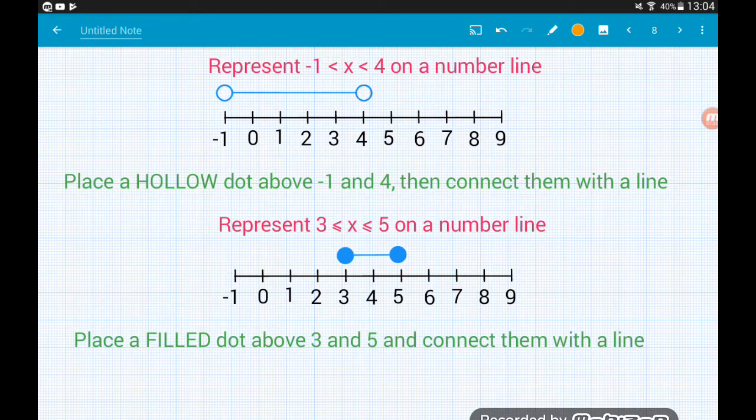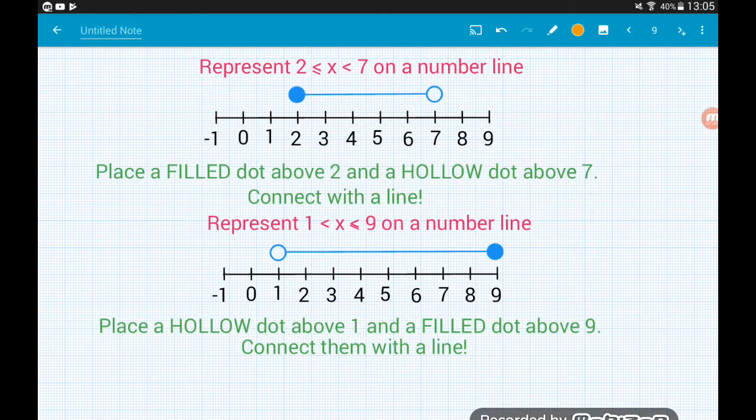Represent x is greater than or equal to 3, but less than or equal to 5 on a number line. So this time x is allowed to equal both of its bounds. So we stick a filled dot above 3 and above 5, and then again we just join them up with a line.